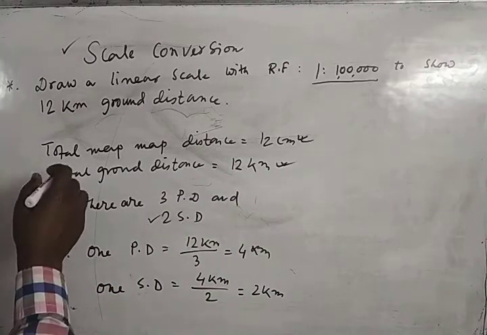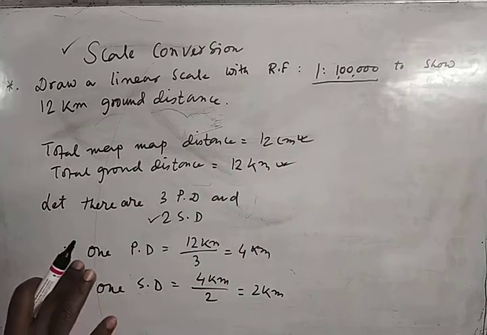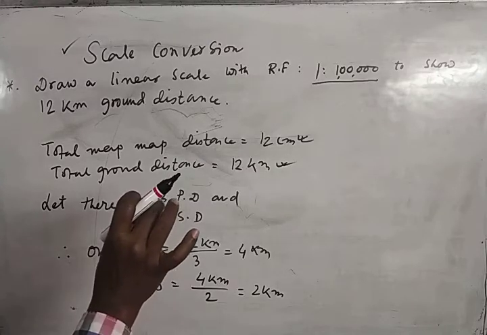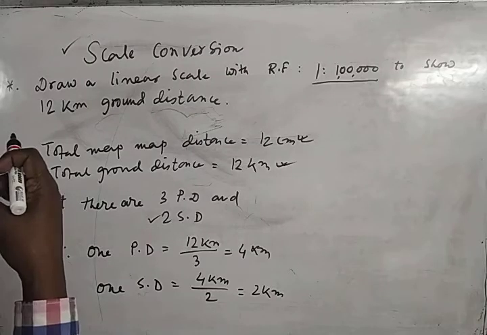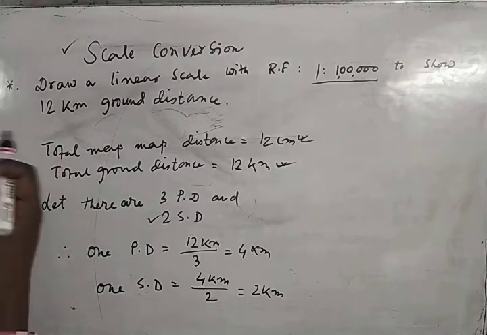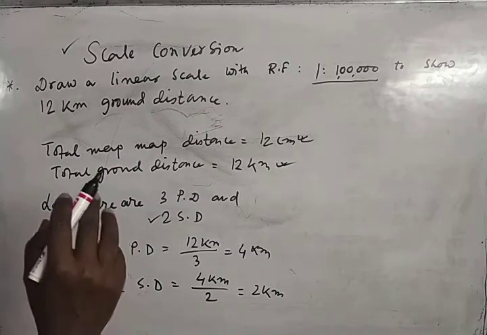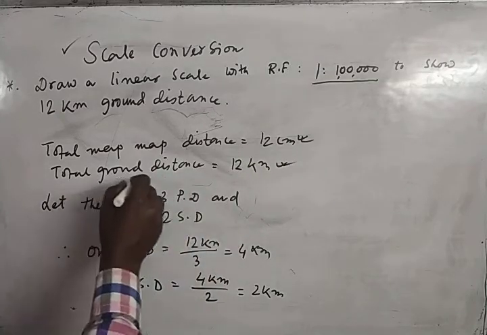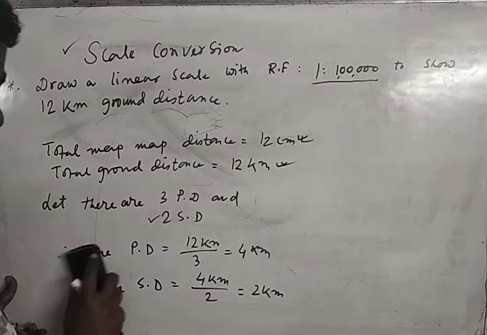I have already calculated the total map distance is 12 centimeter. That is enough for my drawing. I do not require the length of 1 primary division on the map or 1 secondary division on the map. That will be generated automatically. But we have to write that ground distance on the body of the scale after dividing properly. Okay? So this is the solution.